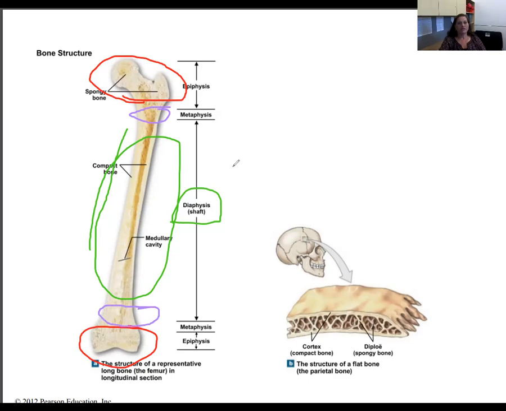Okay. So again, the areas of the long bone. If I ask you what this area is here that makes up the shaft, that area is the diaphysis. If I ask you what area this is circled in red, top and bottom here, it's the epiphysis. And if I ask you what the areas circled in purple are, that's the metaphysis.